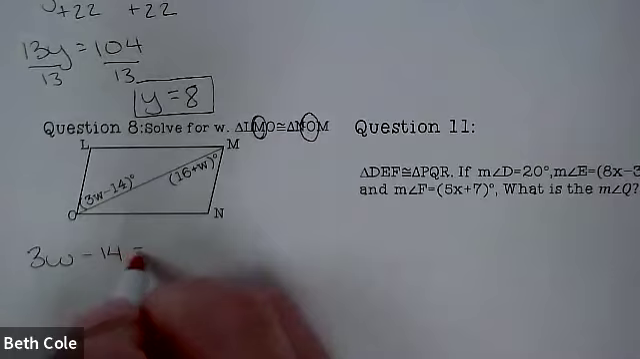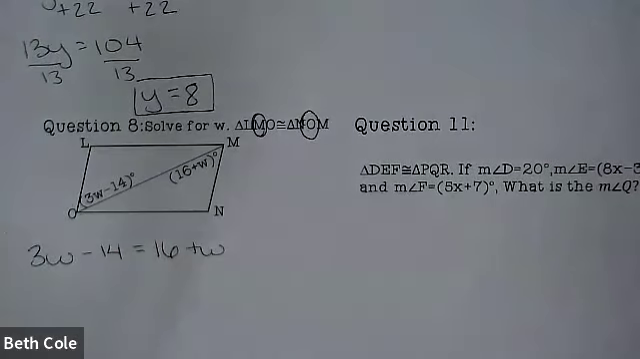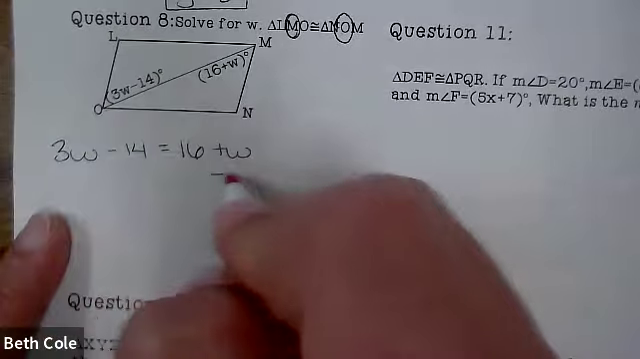3W minus 14 equals 16 plus W. Those were the only 2 things labeled in the triangles, so there's not really a whole lot you can do besides just set them equal to each other. You don't really have a lot of options there, okay? So what would you do first to start solving this? This is a little harder because you have W on both sides. Yeah, good.